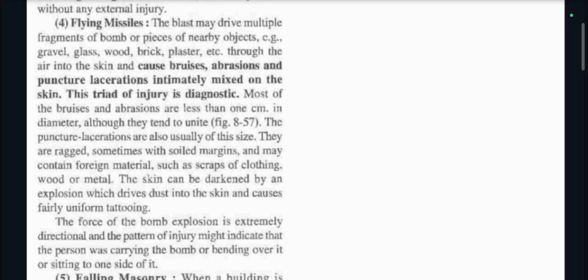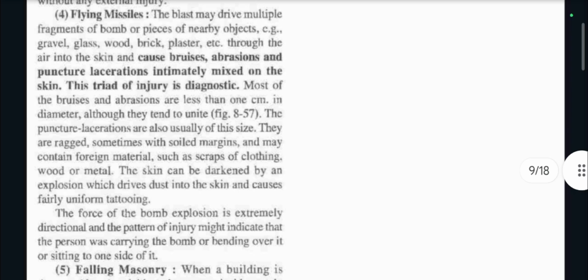Okay. So in this, you have to remember, number one point, what we'll be writing: everything means your gravel, glass, wood, brick, plaster would act as flying missiles because of the immense pressure of the bomb. Number 2 point, the injuries which are going to be caused by these pieces would be bruises, abrasions, and puncture lacerations, or a mixture of the three.